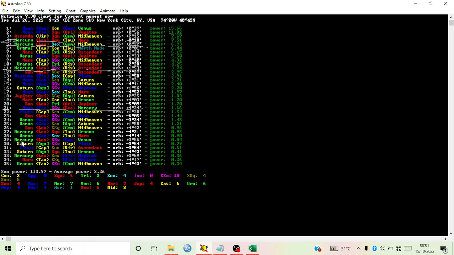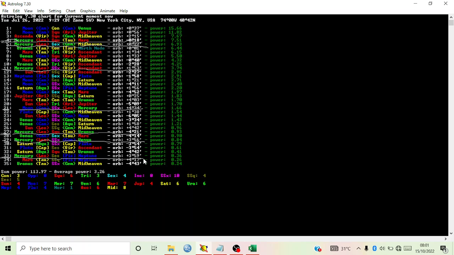And then we have the 27th aspect, which is Mercury square Venus with a negative orb of 4 degrees. Then the 29th one is Mercury semi-sextile Venus, with a positive orb of 3 degrees. And then the last one, the 31st aspect, is Mercury sesquiquadrate Neptune, with a positive orb of 3 degrees.